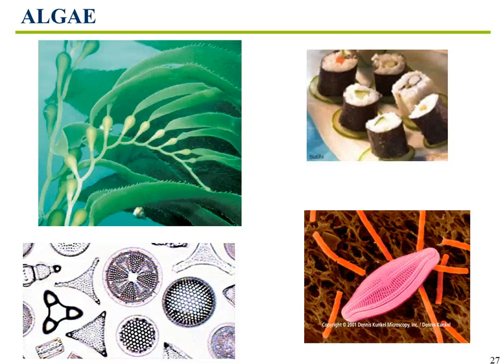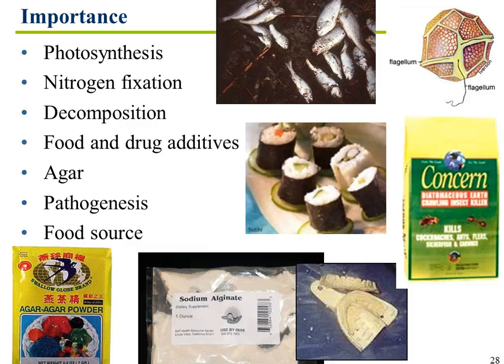They're called golden algae. They're important for a lot of different reasons. They're photosynthetic. They fix nitrogen, so they're helpful in the environment. They're decomposers. They're added to food, for example, agar. Look at the agar powder at the bottom left. You know that's to make bacteriological media, but agar can also be used in food as a solidifying agent.